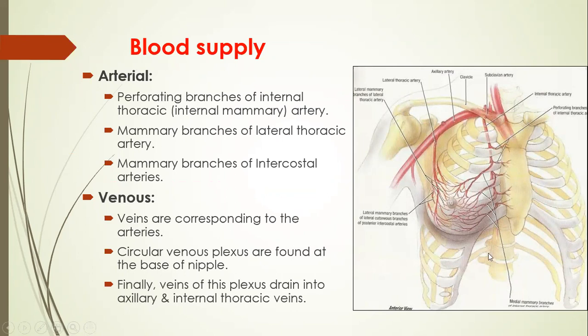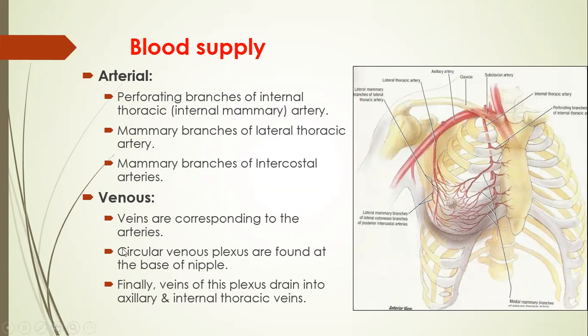These are called the perforating branches. And the mammary branches of the lateral thoracic artery. If you see here, this is the lateral thoracic artery, which has multiple branches here. Then the mammary branches of the intercostal artery. The intercostal arteries, which are here, also give branches. So all these will supply the breast.